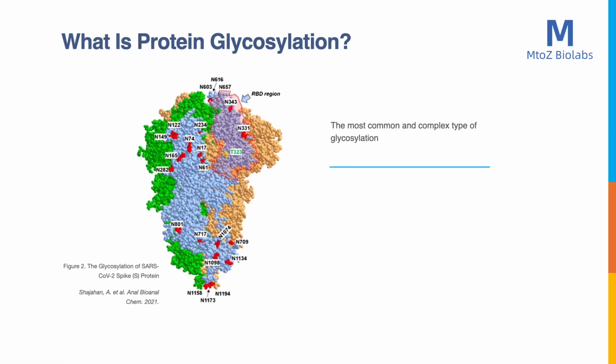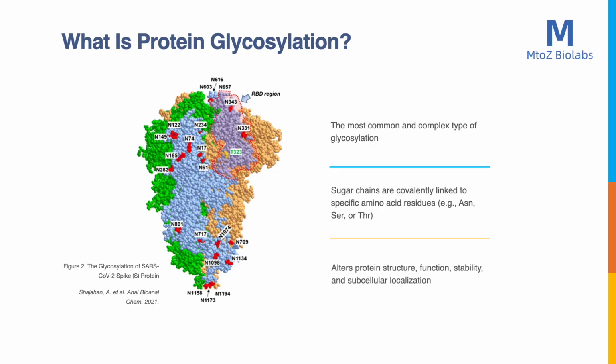Among the various forms of glycosylation, protein glycosylation is the most common and structurally complex. As a type of post-translational modification, it takes place in the endoplasmic reticulum and Golgi apparatus, after protein synthesis. By attaching diverse sugar chains to specific amino acid residues, glycosylation can profoundly alter a protein's three-dimensional conformation, biophysical properties, biological functions, and even its intracellular localization and stability.